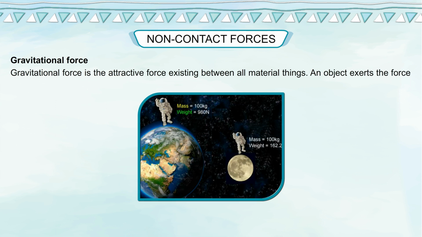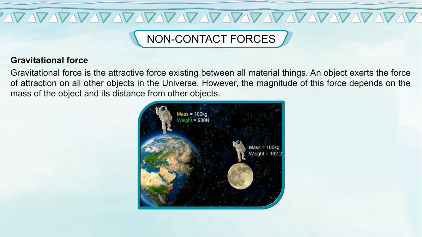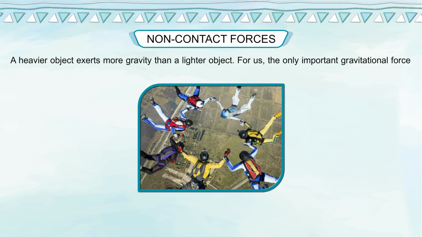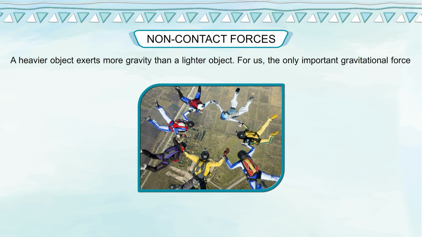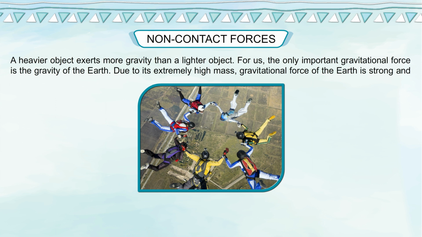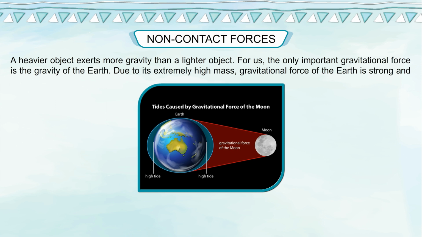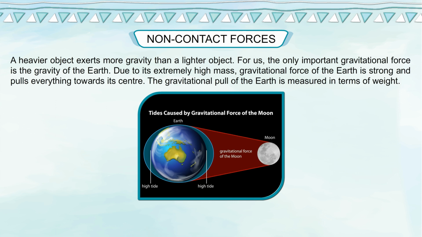An object exerts the force of attraction on all other objects in the universe. However, the magnitude of this force depends on the mass of the object and its distance from other objects. A heavier object exerts more gravity than a lighter object. For us, the only important gravitational force is the gravity of the Earth. Due to its extremely high mass, gravitational force of the Earth is strong and pulls everything towards its center.